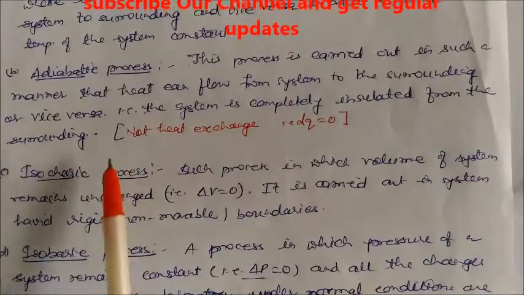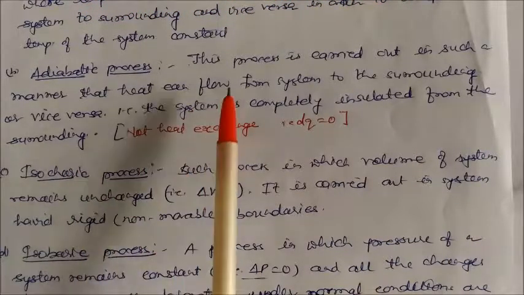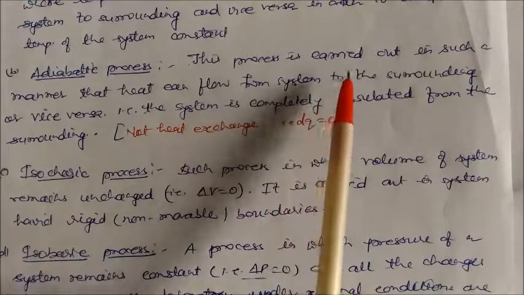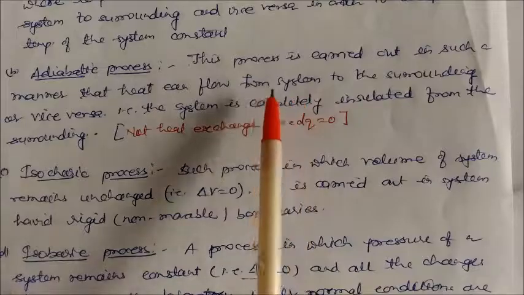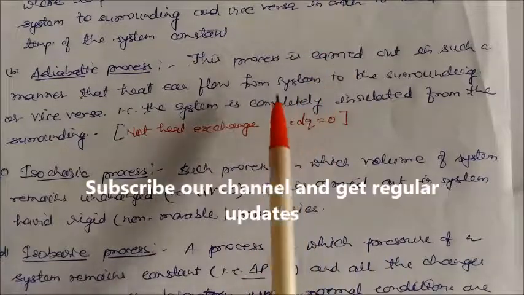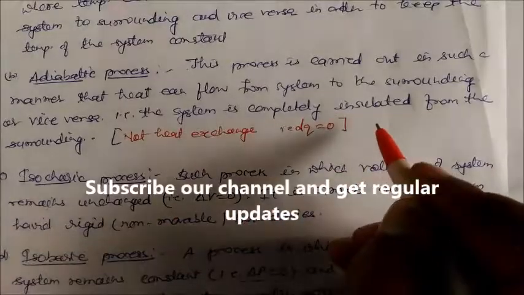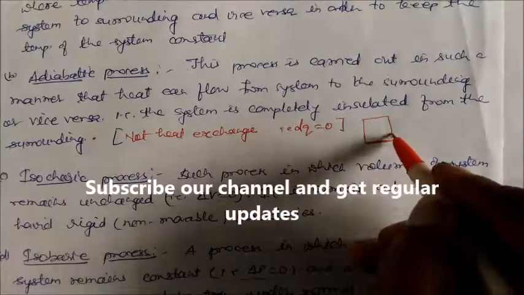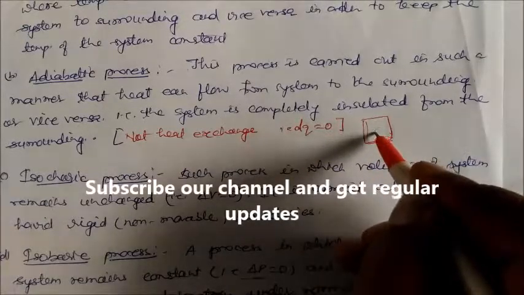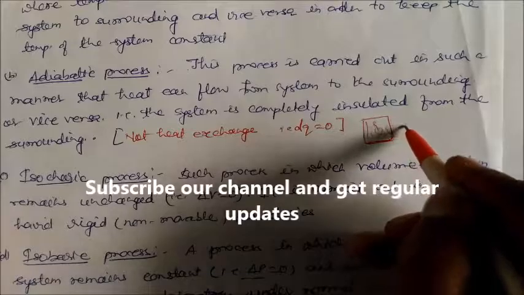So it is carried out in a thermostat, that is, a device where temperature can be regulated. Heat can flow from the system to the surrounding or from the surrounding to the system in order to keep the temperature of the system constant. So during the process, the temperature change should be zero, and heat can flow from system to surrounding or surrounding to system. So this is called the isothermal process.